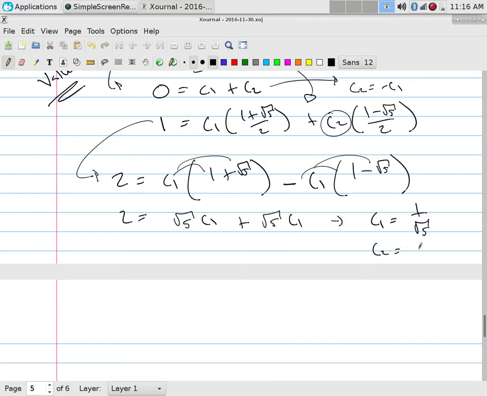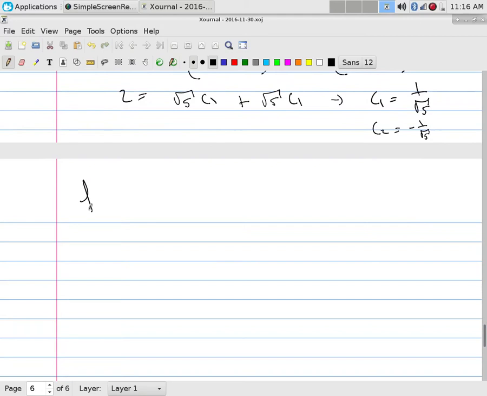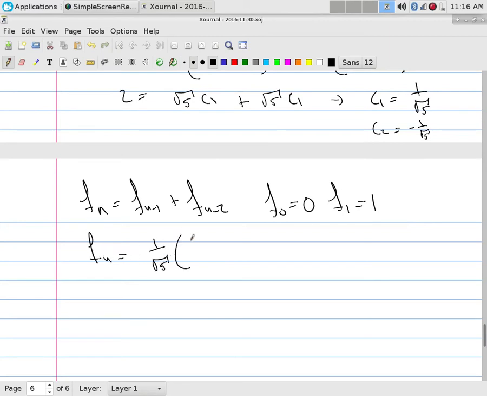But what does that make C2? Minus 1 over radical 5. And you sit there and look at this. Okay, so what have I just found? The Fibonacci numbers have a closed form function of 1 over radical 5 times ((1 plus radical 5) over 2) to the nth power minus 1 over radical 5 times ((1 minus radical 5) all over 2) to the nth power.